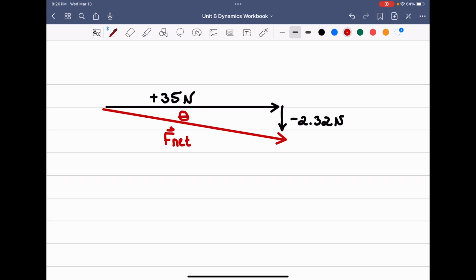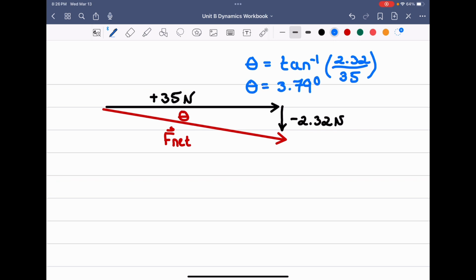Now, here's two things we need to figure out. What is the net force based on this triangle, or what is that red F net? The other thing we need to figure out is the angle. To figure out the angle, I'm going to go theta is equal to tan inverse of the opposite, in this case, which is 2.32, divided by the 35 newtons, which is in the adjacent position. Now, as an angle, this is going to give us the following, 3.79 degrees.